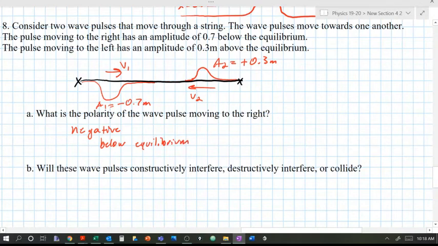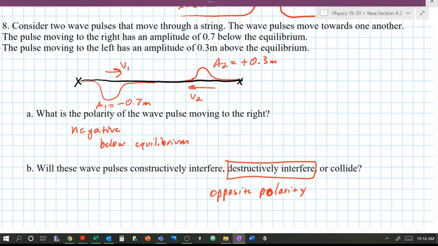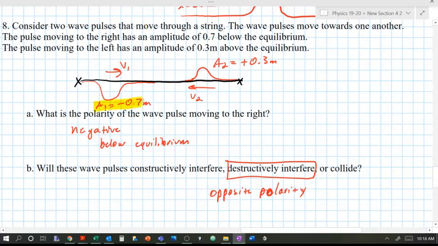Okay? And we want to also know how they will interfere. They will destructively interfere because they have opposite polarity. Okay, the wave pulse moving to the right, A1, has a negative polarity because it's below the equilibrium, and the wave pulse moving to the left, A2, has a positive polarity. So the polarities are opposite, and that means they will destructively interfere.